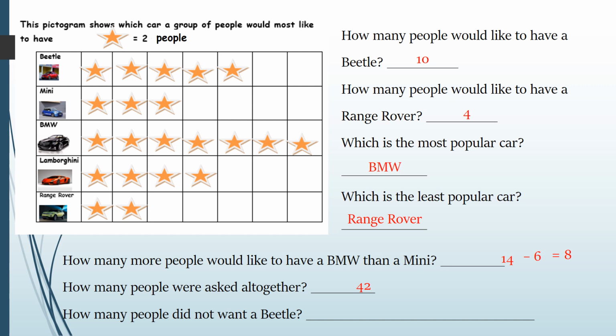And finally, how many people did not want a beetle? So that would be everybody who was asked except for those people who liked beetles. So start with the 42 that we already counted up. And then we would take away those 2, 4, 6, 8, 10 people who liked beetles. And that would leave us with 32, which is the number of people who didn't want a beetle.